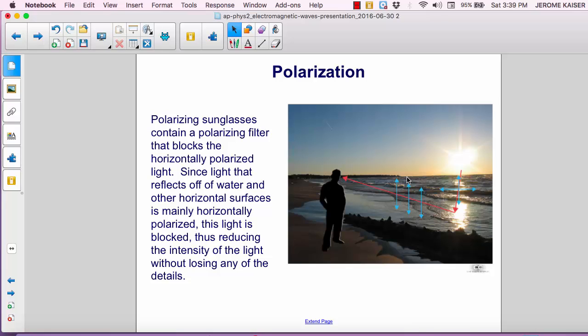Polarizing sunglasses contain these polarizing filters. They block horizontally polarized light, exactly the same way that we showed in the last slide. Since light that reflects off of water and other horizontal surfaces is mainly horizontally polarized, this light is blocked, and so it reduces the intensity of the reflected light, the glare if you like, without losing any of the details.